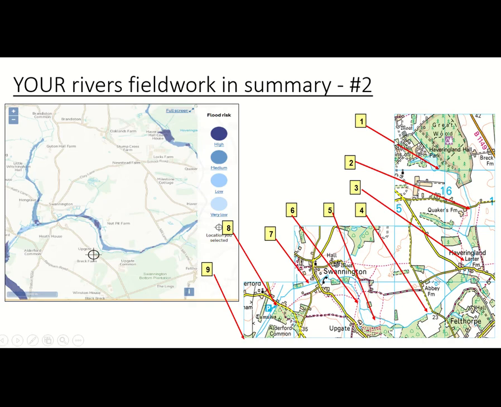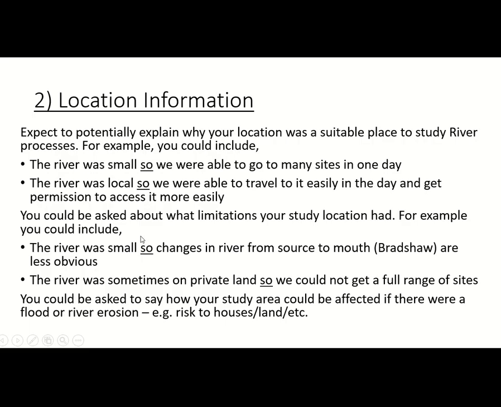So here are our theoretical study sites. We didn't go to a lot of them. We didn't go to Haringland Park Lake, which is the source of the Swannington Beck. We went to just a selection of 3 sites. And this map helps you with that last part on here, okay? How does your study area, how it could be affected by flood or river erosion?